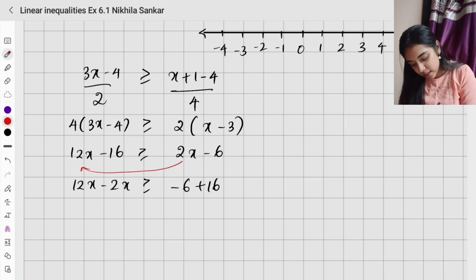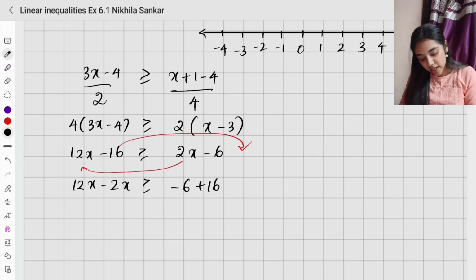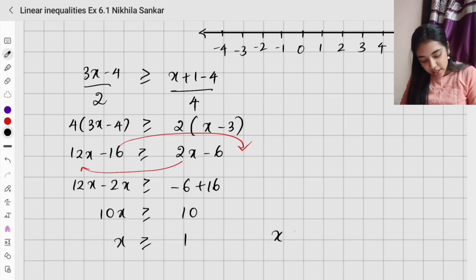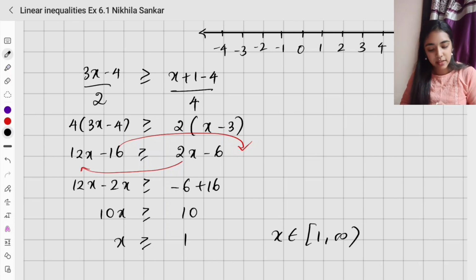Okay, clear? Here I have brought 2x to this side, and here I have brought minus 16 to this side. Okay, that is all I did. 12x minus 2x is 10x greater than or equal to minus 6 plus 16, which is 10. So x is greater than or equal to 1. Okay, so this is my solution. How can we write this? x belongs to including 1 until infinity. So this is my final answer.